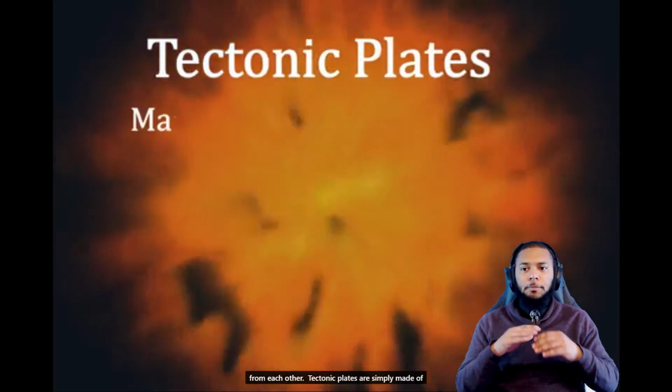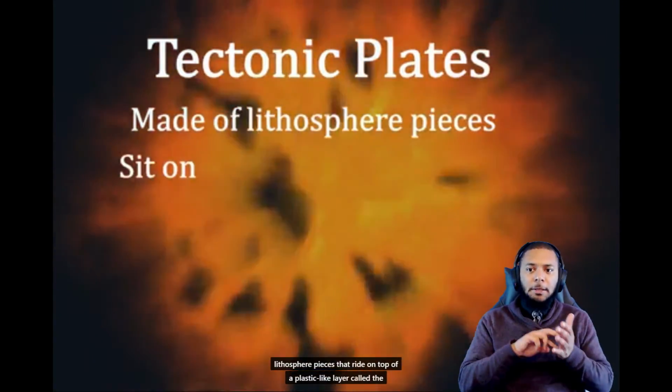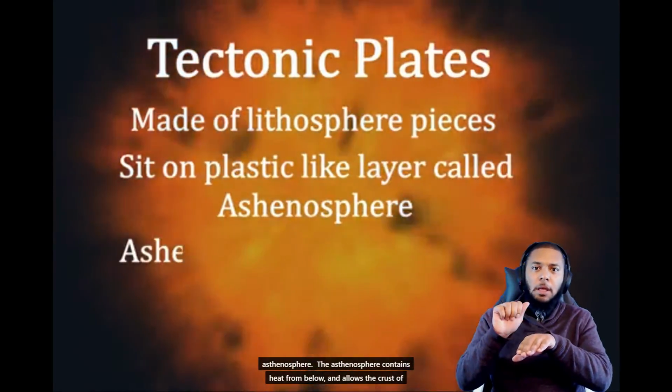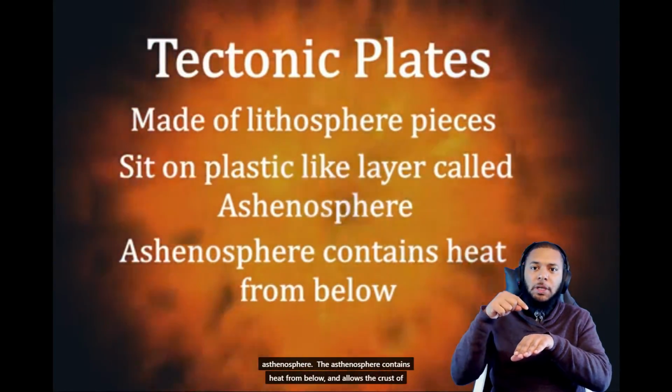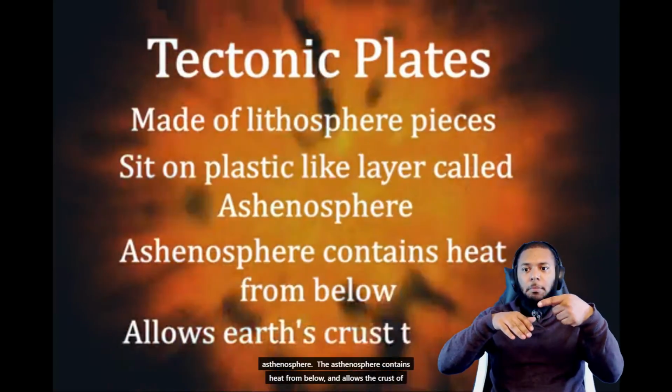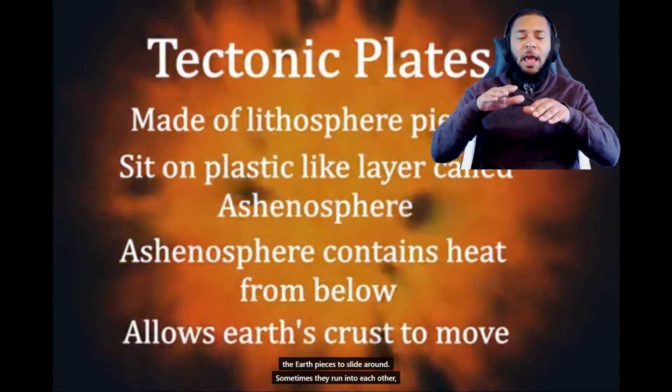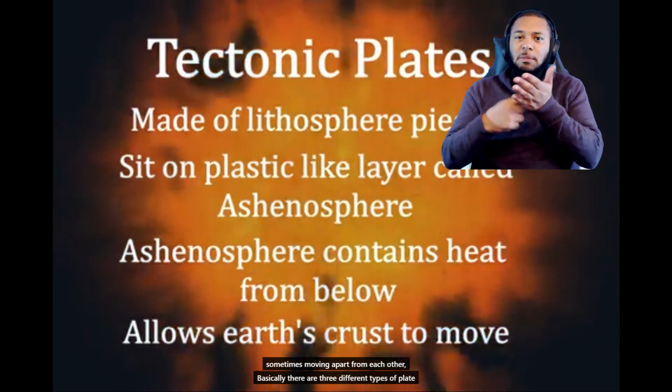Tectonic plates are simply made of lithosphere pieces that ride on top of a plastic-like layer called the asthenosphere. The asthenosphere contains heat from below and allows the crust of the Earth pieces to slide around, sometimes running into each other, sometimes moving apart from each other.